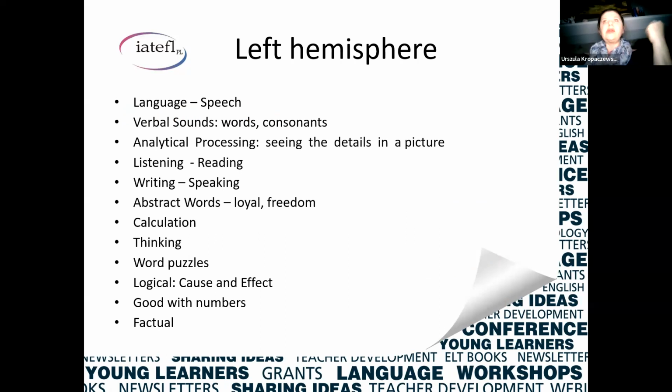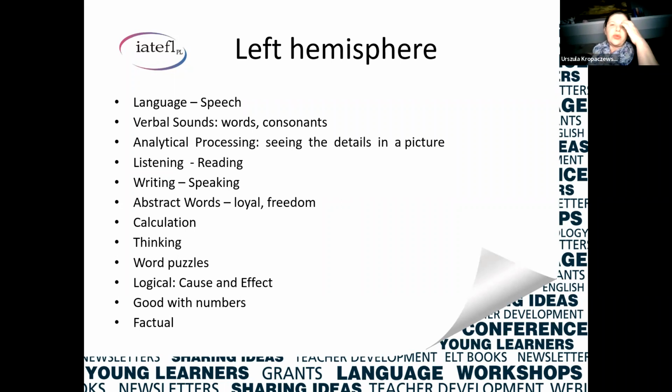So the left hemisphere is really important because language is there, logical thinking is there, calculation is there, general thinking is there, listening, reading, writing. So the skills are also there. The analytical processing, which I was talking about while discussing field dependent and field independent language learners, is also here. So those people who are field independent language learners, we may say that they have developed the left hemisphere more. Okay, so because it is here. Okay, the sounds are also in the left hemisphere. Okay, so we need it.